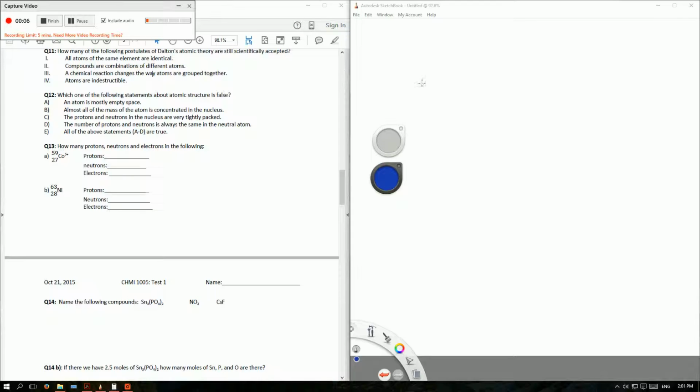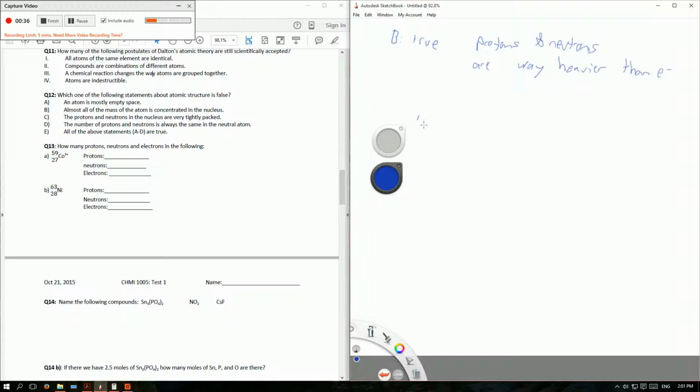And then B is also true. Protons and neutrons are basically way heavier than electrons. Electrons don't really weigh very much, relatively speaking. And you could see this in our periodic table.